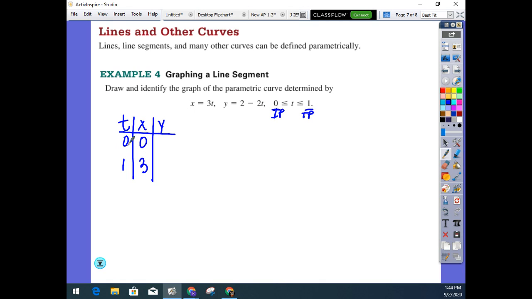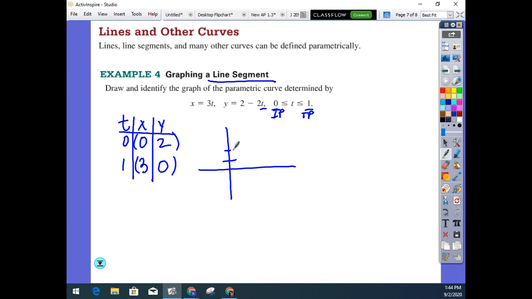Then I'm going to plug 0 in for this t. 2 minus 0 is 2. Plug 1 in. So 2 minus 2 ends up giving us 0. So we have 2 coordinate points here. And this is telling us it's a line segment.